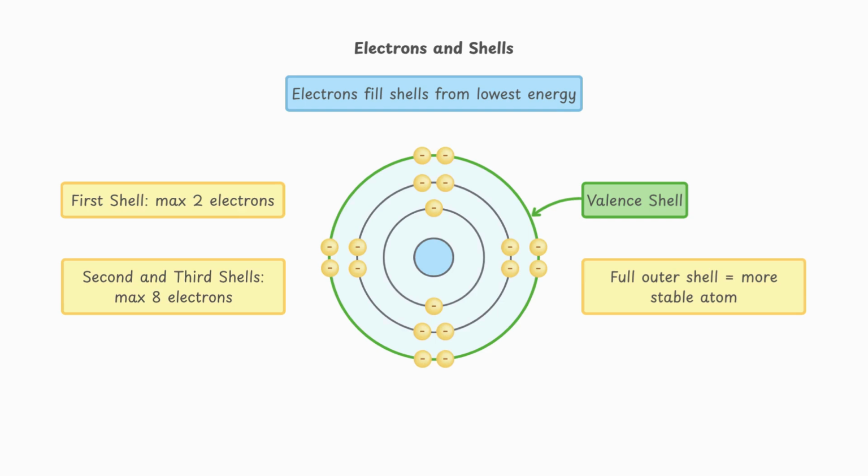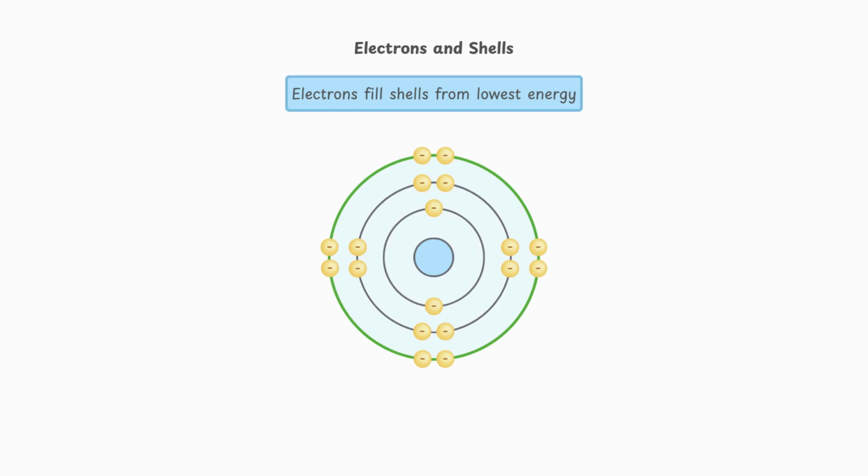Because most atoms do not have a full outer shell, they react with other atoms to gain, lose, or share electrons. Sometimes an atom will lose all the electrons in its outer shell. When this happens, the next shell down becomes the new outer shell, and the atom becomes more stable.